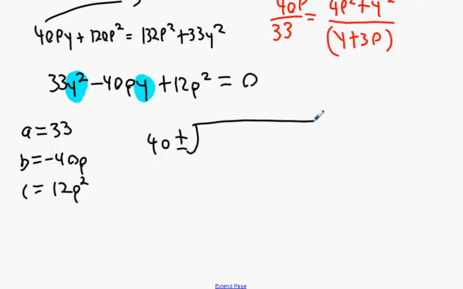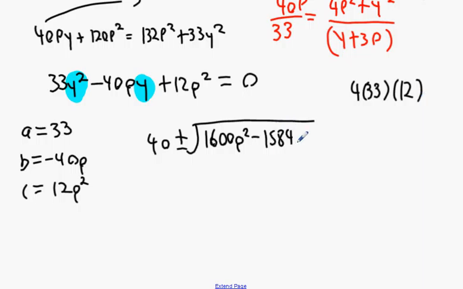B squared is 1600 p squared minus 4ac. 4 times 33 times 12. Will you write that down for me? 4 times 33 times 12. That's what I'm talking about. All over 2a, 66 on the bottom. So 40 plus or minus, that's going to be 16p squared, isn't it?